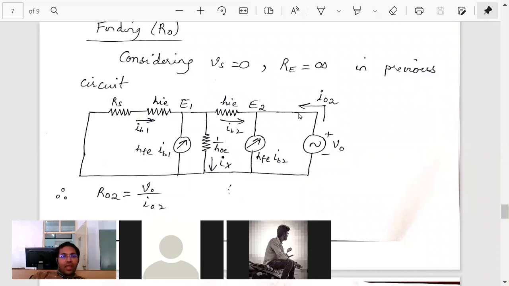So how can I write KVL for this loop? Again, same logic. The voltage here, what is the voltage there? V0 is equal to add up all the voltages. So what will that be?